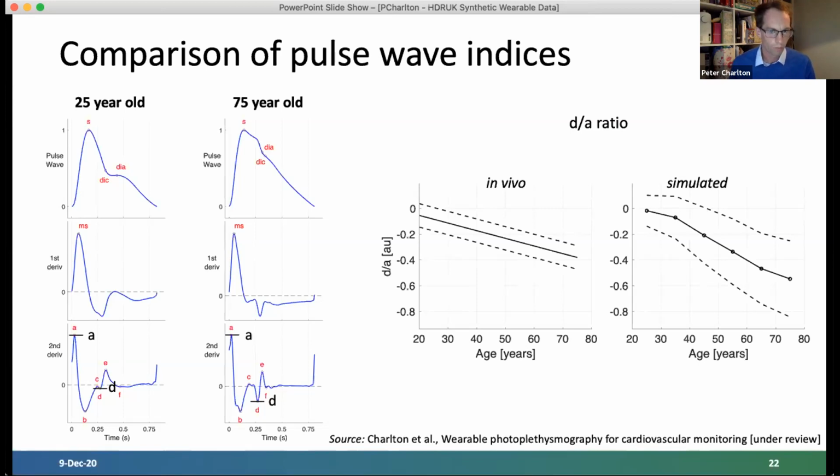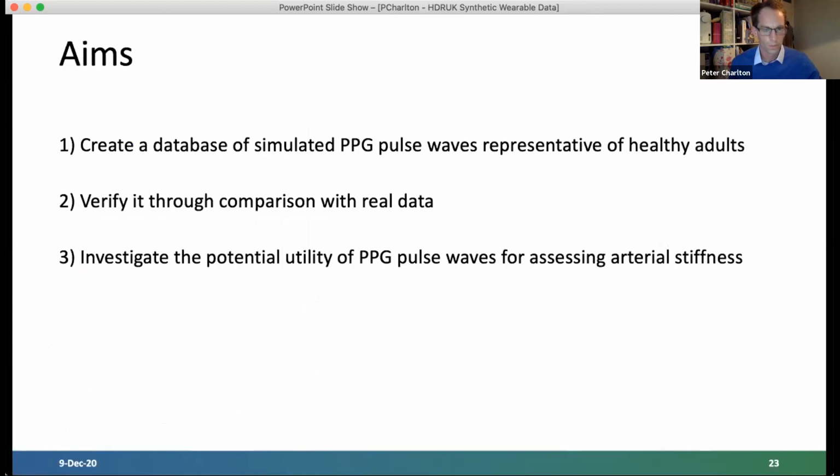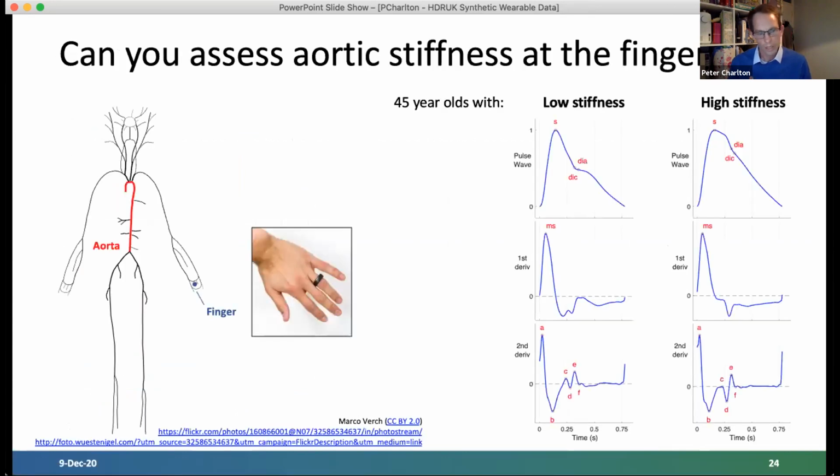So this gave us some confidence that the database was realistic. Then thirdly, we investigated the potential utility of PPG pulse waves for assessing arterial stiffness, an emerging marker of cardiovascular health. The aim here is to infer the stiffness of the aorta, which is linked to cardiovascular outcomes, from a signal, for instance, measured at the finger, perhaps using a smart ring.